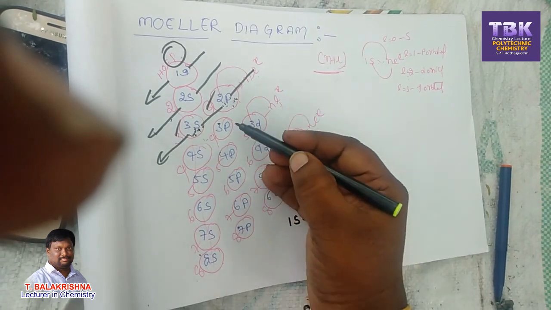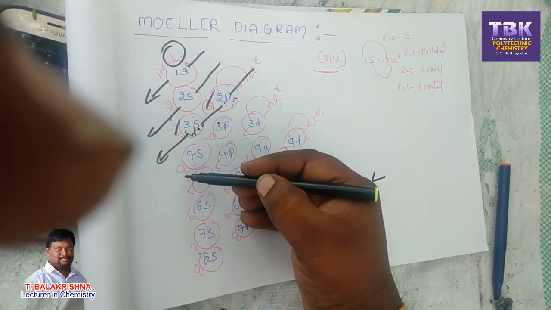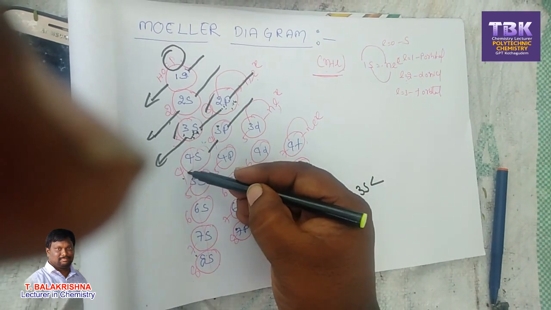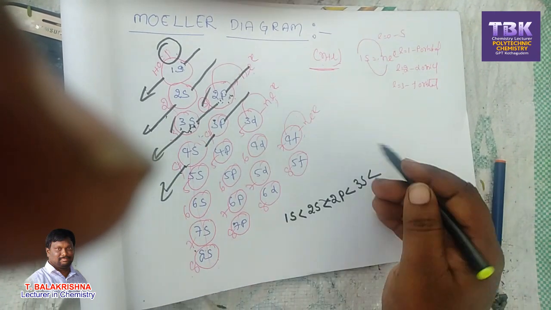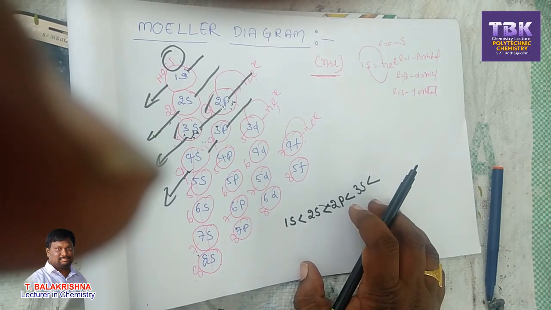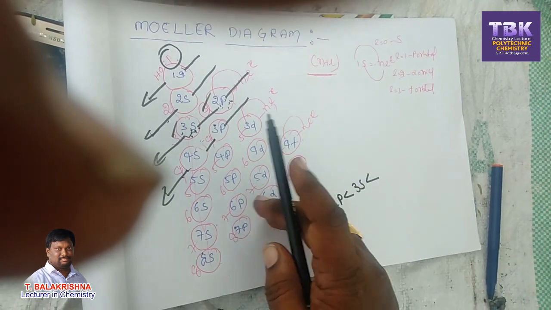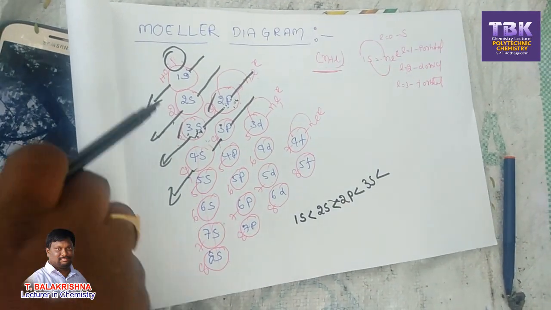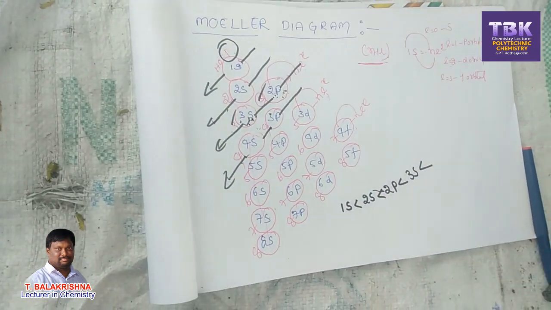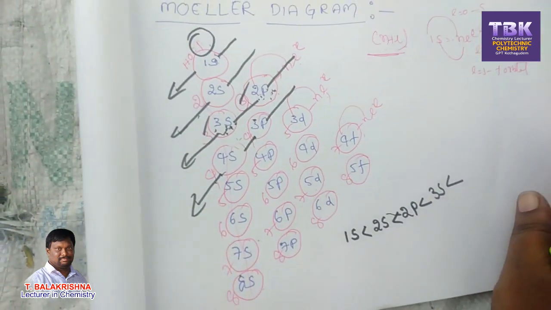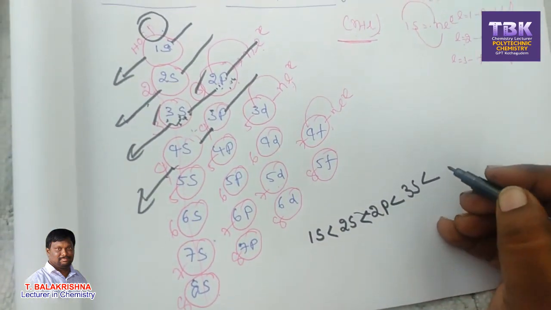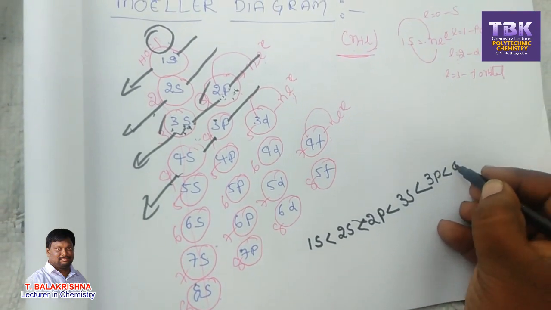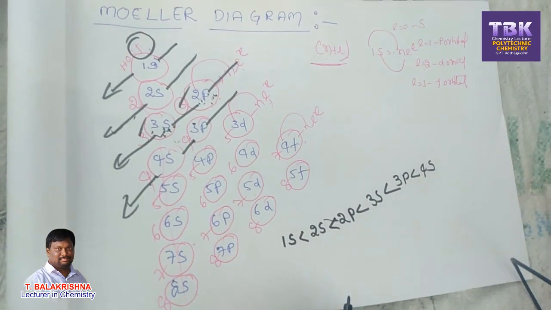Next one, 3, next value is 4. In this case also, 3p and 4s both have the same N plus L values. Which one is the lowest energy orbital? Depending upon the N value, 3p is the lowest energy orbital. So 3p is less than 4s. Is it clear? Right, next one.